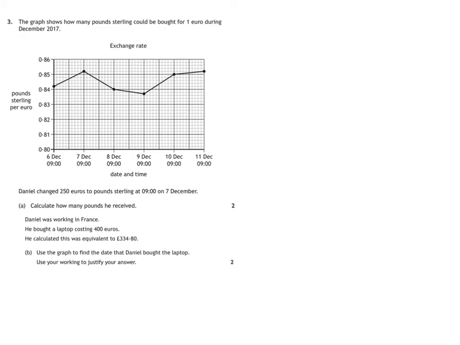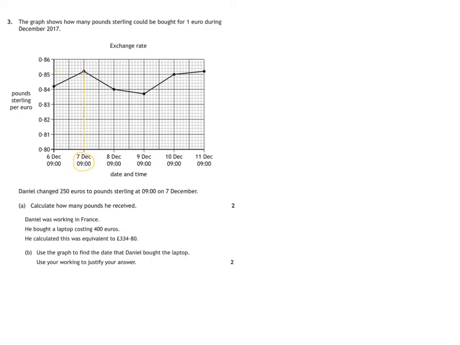So here we go with question 3. So we have a graph showing how many pounds sterling could be bought for €1 during December of 2017. So we have Daniel, who has changed €250 into pounds at 9 on the 7th of December. So if we do that information, just kind of looking at our graph. So the 7th of December at 9 is here. So if we follow this up here, that is going to tell us our exchange rate.